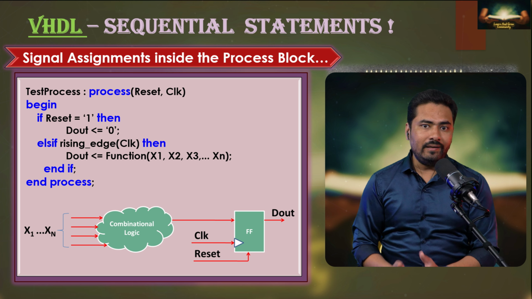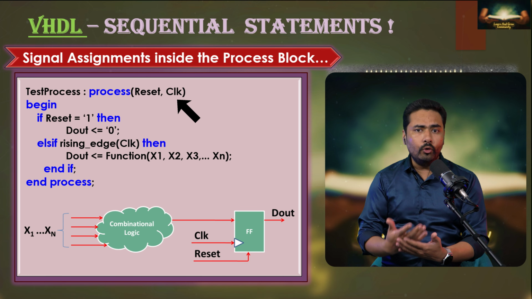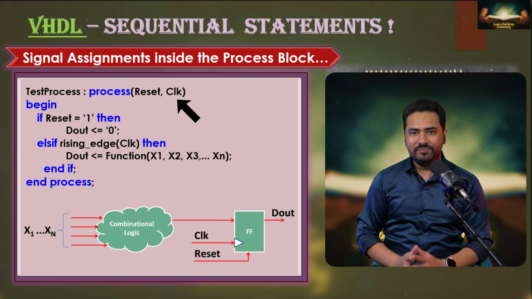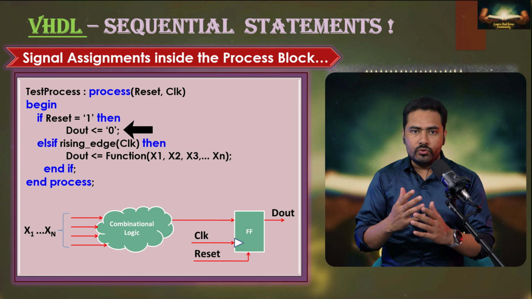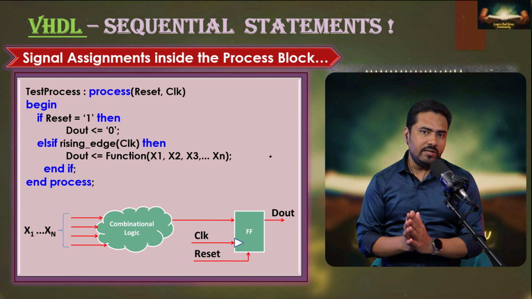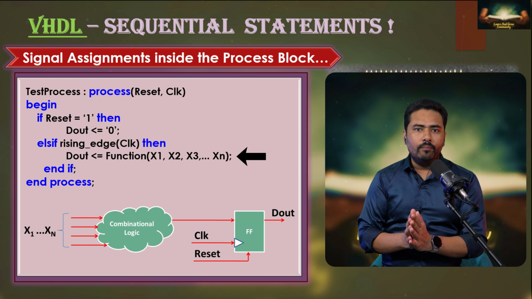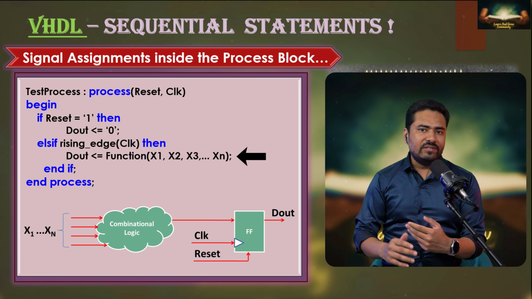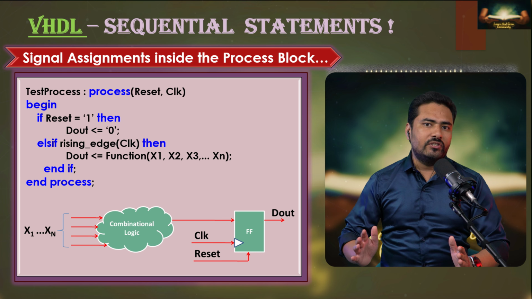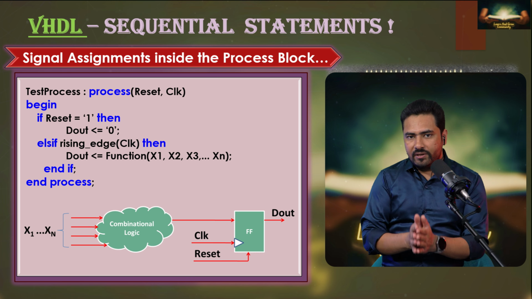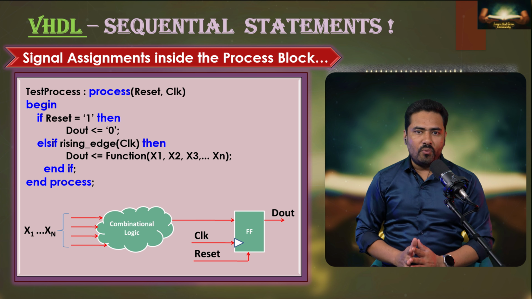So you can see that in this template only the clock and reset signals are included in the sensitivity list. Now if the reset is active, then we set the output d_out to 0. Otherwise, d_out gets a value based on some function of the inputs or signals, such as x1, x2, x3 here. This represents a generic register process where d_out is driven based on input signal values.